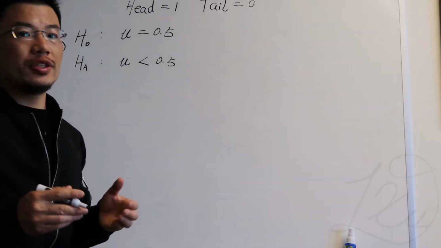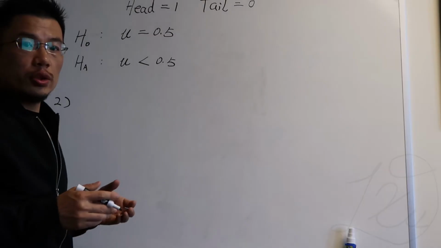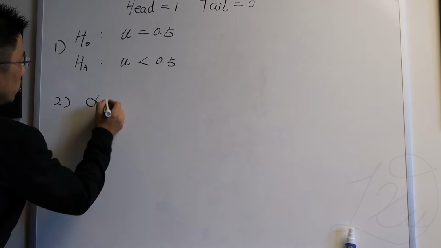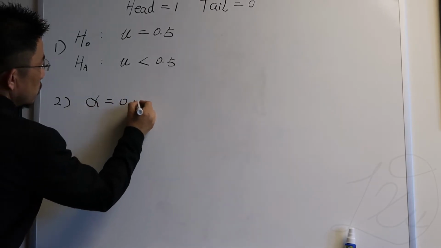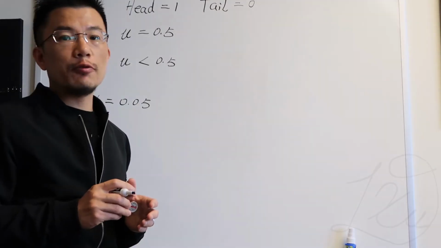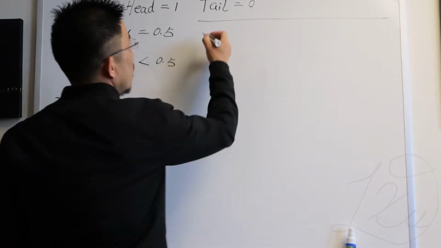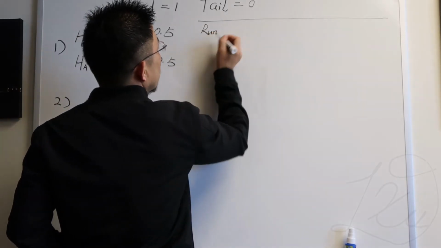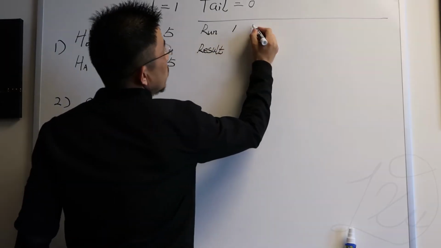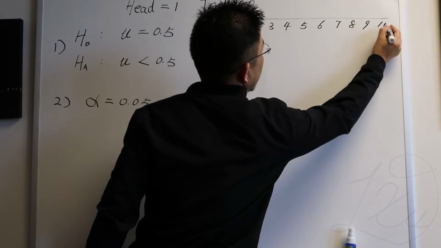Step 2 is to select the level of significance. So we use the normal value of 0.05. Alpha equals 0.05. Then we can start doing the experiment. I will spin it for 10 times. Each experiment we call a run. So we have a run number and we have a result. Run number 1, 2, 3, 4, 5, 6, 7, 8, 9, and 10.